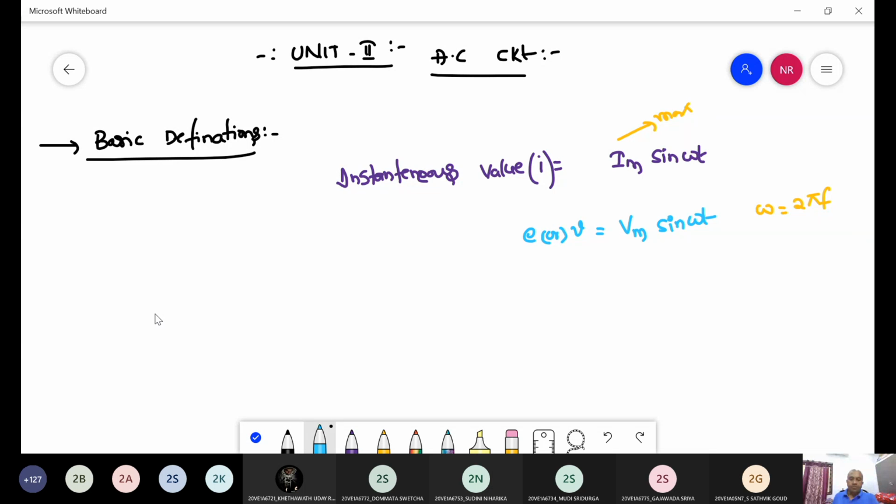Then the RMS value. What is the RMS value?